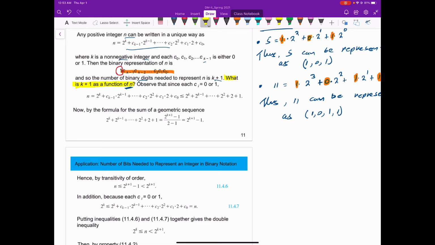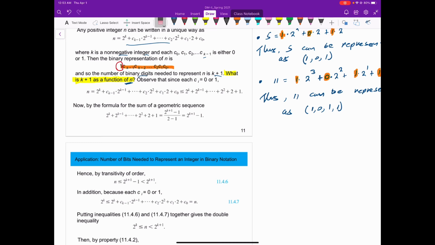So n and k are related here. N here, k is here, so they are related in this very first equation. Now we have to find k plus 1 as a function of n. All right, so let me go step by step.